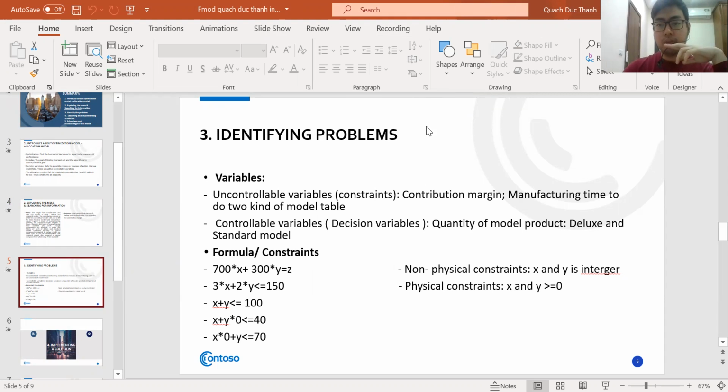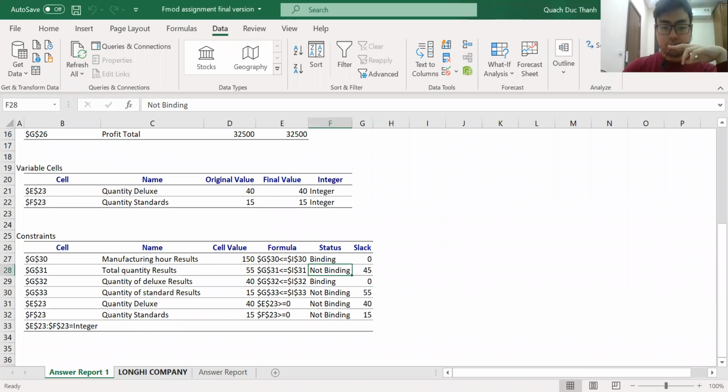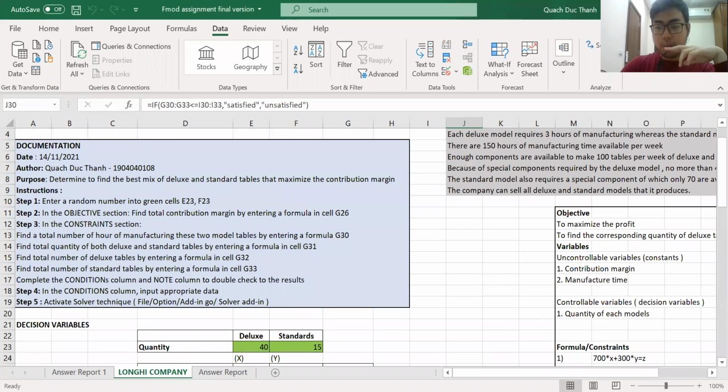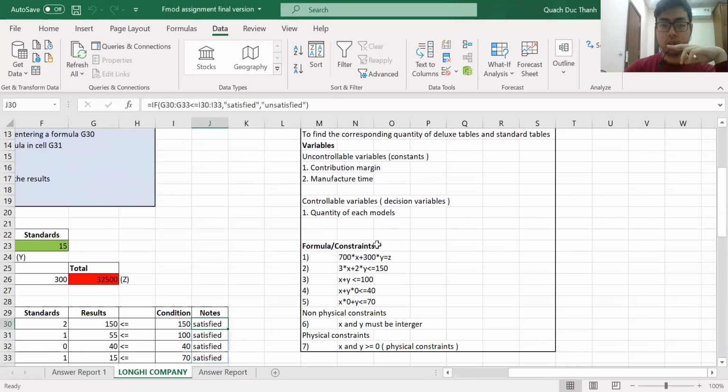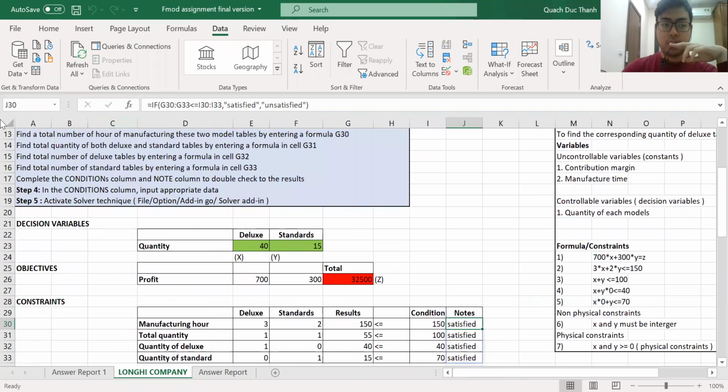Now I will share my Excel file so that you can see it clearly. The third part I said before is divided into three main parts: objective, variable, formula, constraint, non-physical constraint, and physical constraint. And the fourth part is implementing the solution, implementing the model.